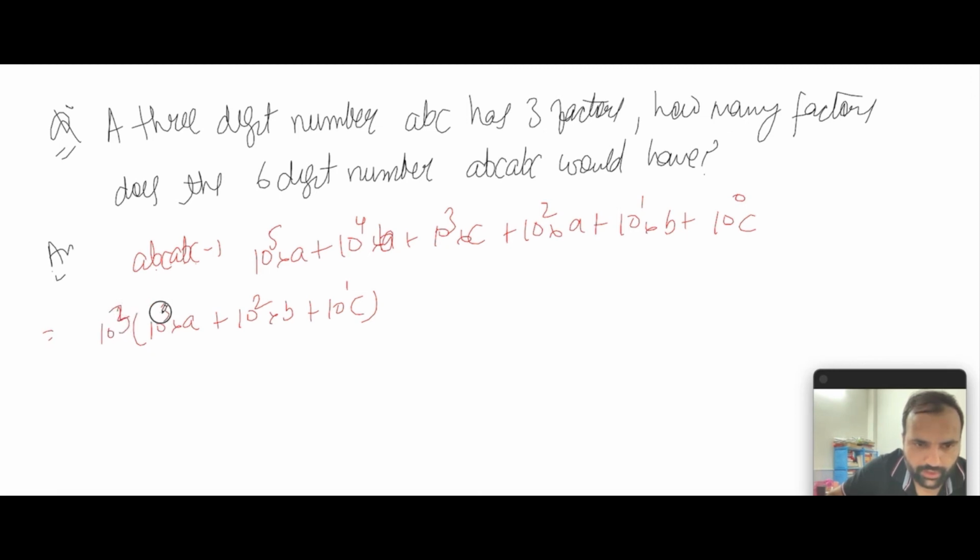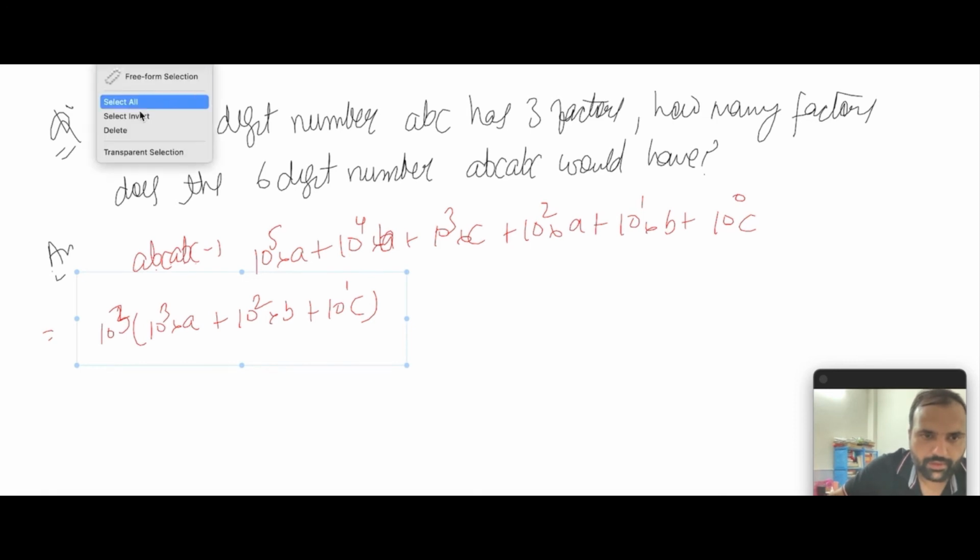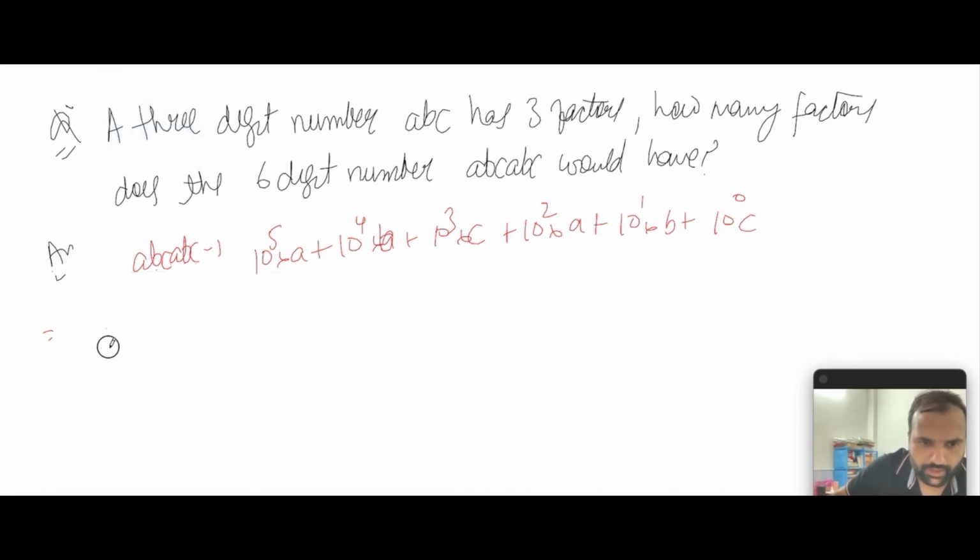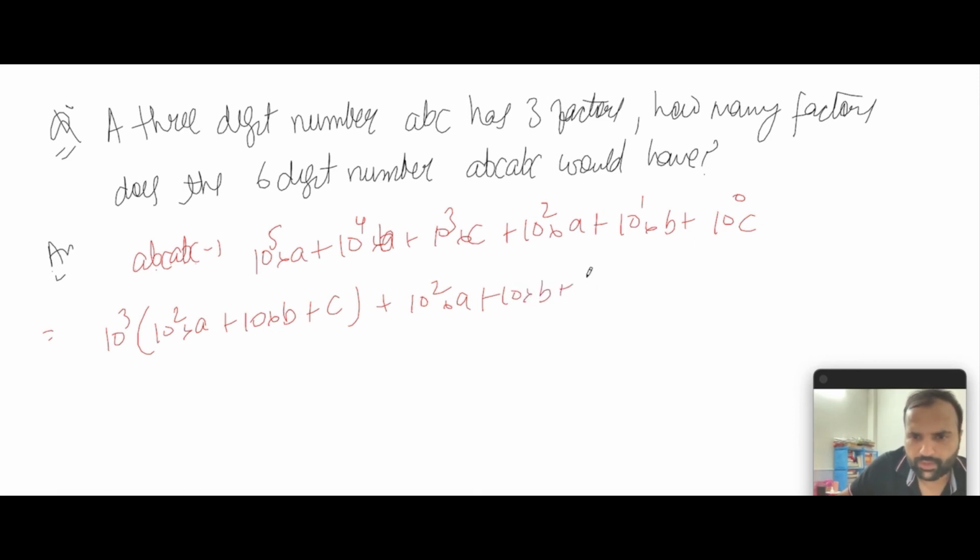Let's take 10 cube. Let me erase this. If we take 10 cube as power over here, we have 10 square into A plus 10 into B plus C, and that's what we have over here as well. We have 10 square into A plus 10 into B plus C. 10 to the power 0 is 1, so we can put C over here. See, identical over here. So again, let's go ahead one more step.